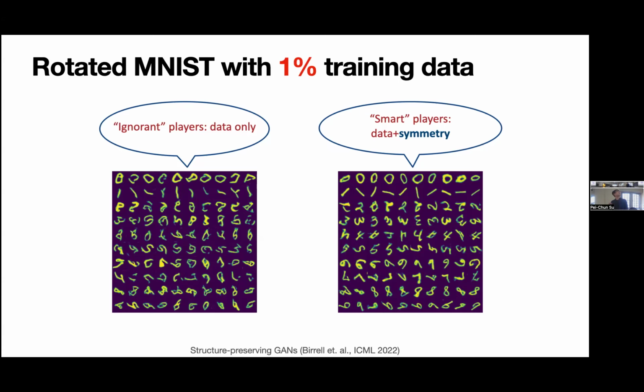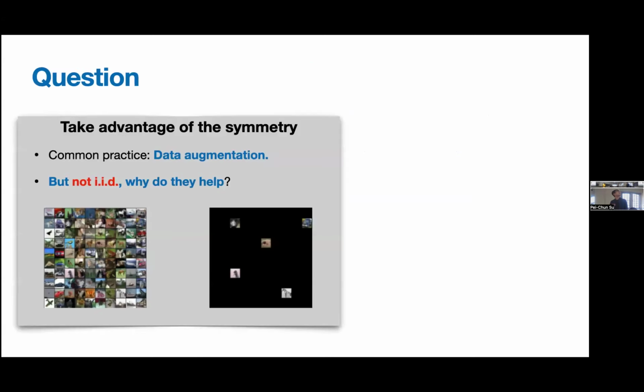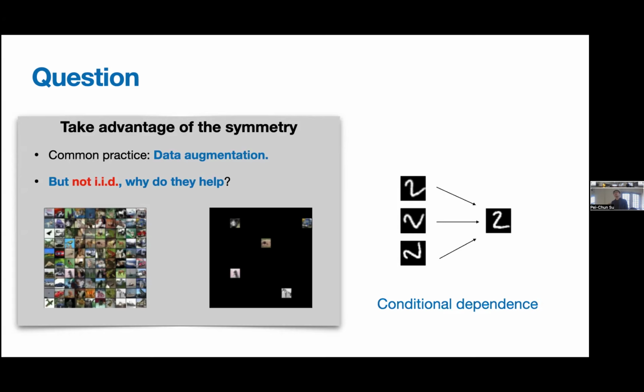Mathematically, the first question we want to ask is: many people do data augmentation, but data augmentation does not produce IID samples, so why does it help in practice? Suppose you have a set of images like this. You may think they might be IID, but actually they are conditionally dependent on these images, so in fact they are not IID.